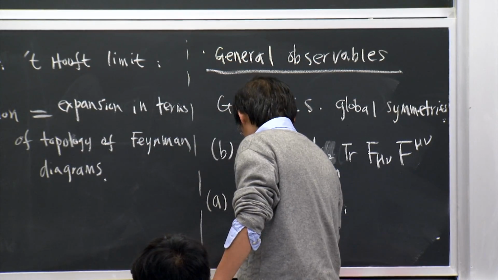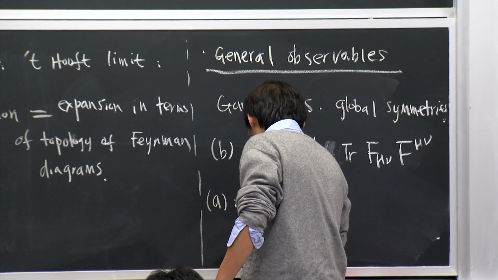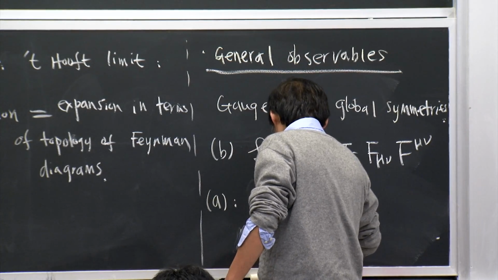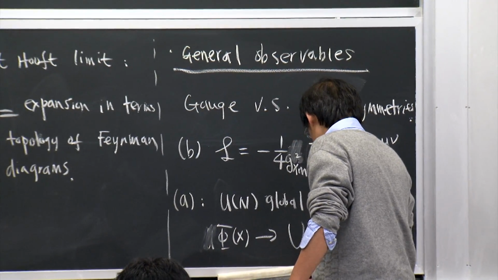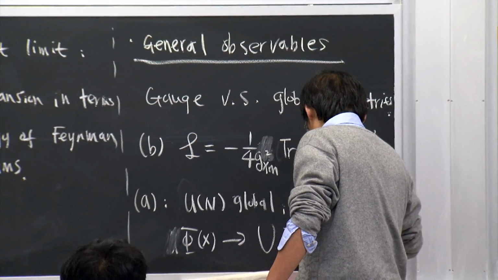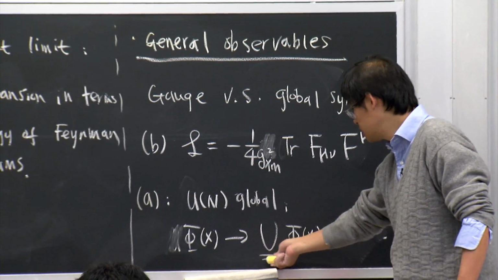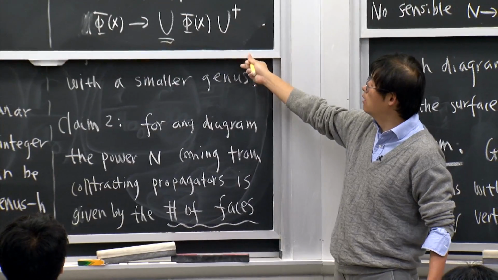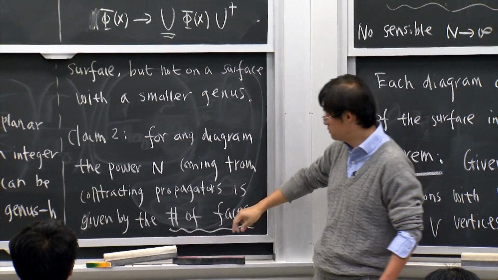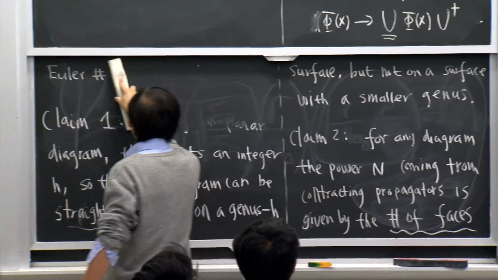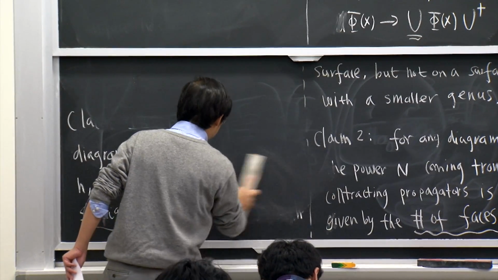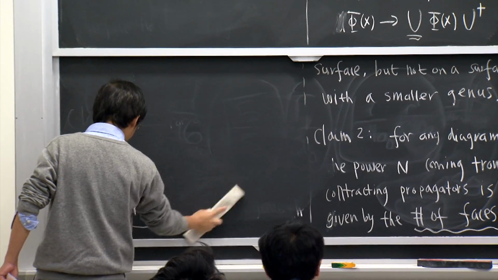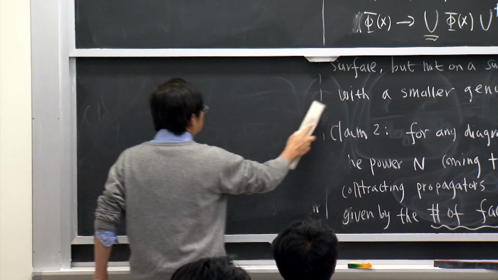Phi is invariant under the action of a unitary matrix, but this U must be constant. Only for constant U is this a symmetry. But if you have studied a little bit of gauge theory, or if you have not, just take my word for it.